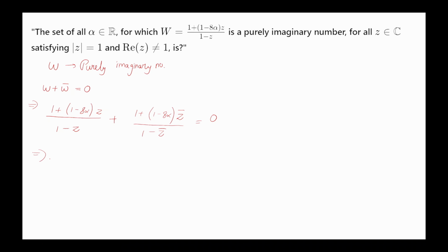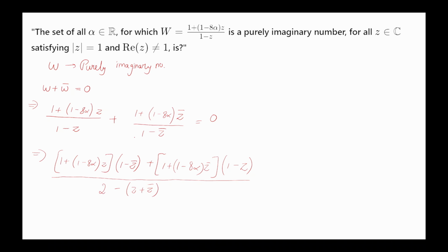Now what I'll do is I'll take LCM and cross multiply. So this would become 1 plus 1 minus 8 alpha z into 1 minus z bar, plus here I would have 1 plus 1 minus 8 alpha z bar into 1 minus z, and below I'm going to have 1 minus z plus z bar. Sorry, this would become 2 because z into z bar.